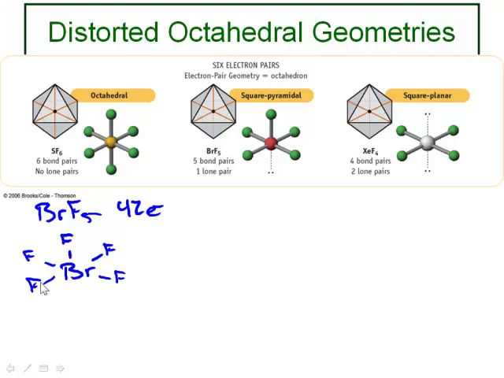Next, I'm going to try to fulfill their outer shell, so I'm going to add dots around each fluorine. How many electrons did I use? 40. How many have I got left? I've got 2 left.